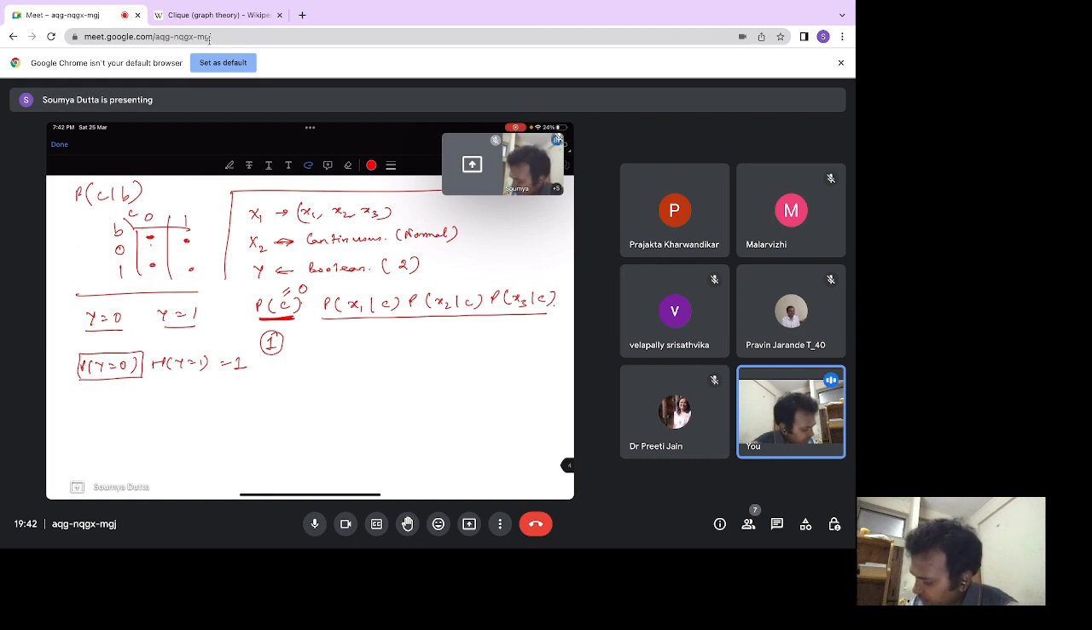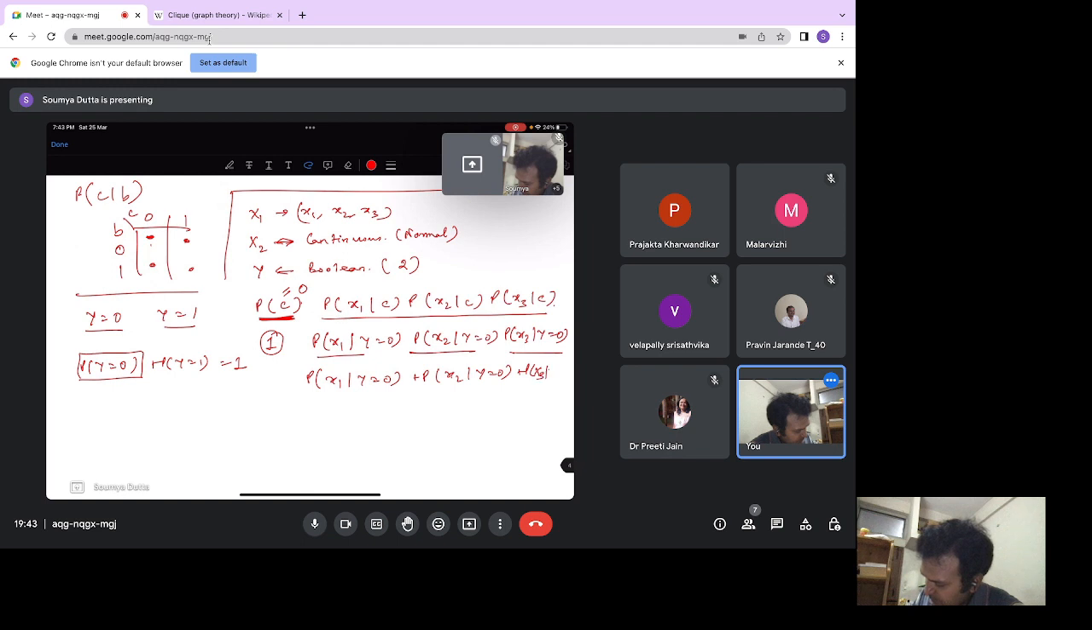Similarly, for p of x1 given y equal to 0, p of x2 given y equal to 0, and p of x3 given y equal to 0: if you have three values, out of these you only need 2, because they will again sum up to 1. You know the first two, and the last one you can derive by subtracting from 1. So for y equal to 0 you have two parameters, and for y equal to 1 two further parameters. Till now you have 4 plus 1.